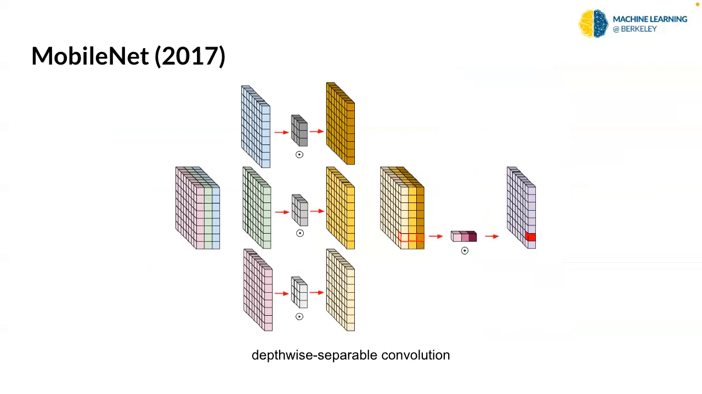And then after that, we just add a 1 by 1 convolution to have as many activation maps as we want. And so this depth-wise separable convolution is going to do essentially the same thing as a regular convolution, but it's going to have fewer parameters, and it's going to be a lot simpler.